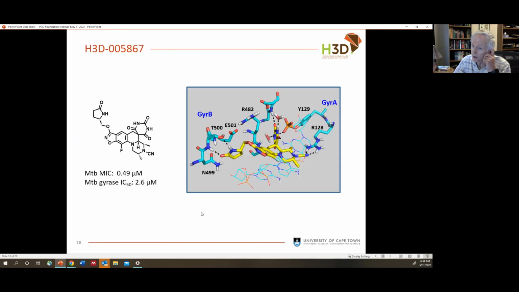So this is a compound, of many, that we ultimately came up with that is highly interesting. It has good MICs against MTB, and it's a good inhibitor of MTB gyrase. So there's a slight modification, if you will, in this southeast part of the molecule, and if you go over here to the northwest, a much larger modification. And here's a binding model for this compound that has been derived.